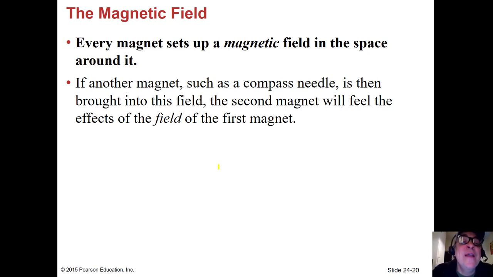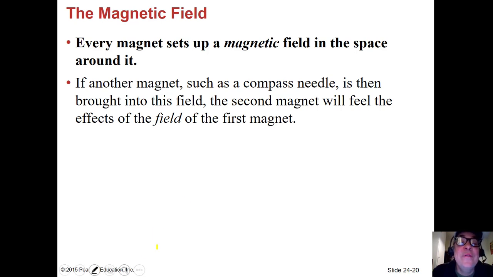Well, every magnet sets up a magnetic field in the space around it, just like charges set up an electric field. We saw before that for a positive charge, the electric field went away everywhere. For a negative charge, the electric field went towards it. And if you put those together, you got a dipole, where you would see it going from the north side to the south side.